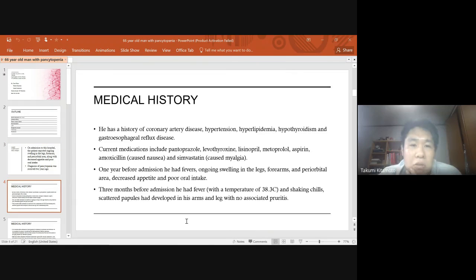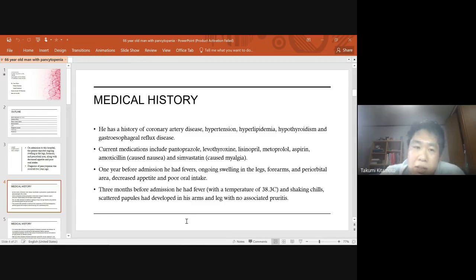So I will continue to explain the medical history. He has a history of coronary artery disease, hypertension, hyperlipidemia, hypothyroidism, and gastroesophageal reflux disease. His medications now are pantoprazole, etrixosin, lisinopril, metoprolol, aspirin, amoxicillin, and simvastatin. Amoxicillin causes nausea and simvastatin causes myalgia.